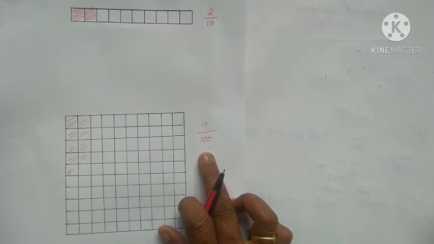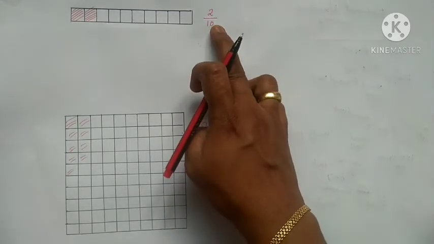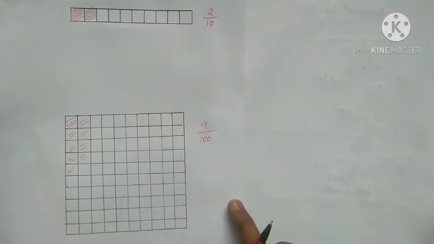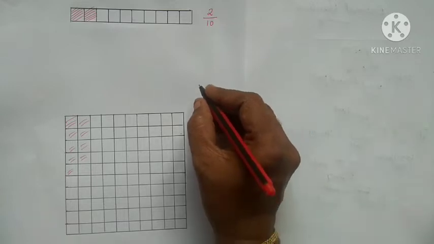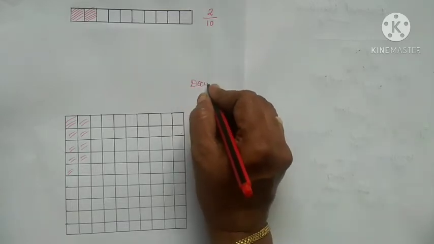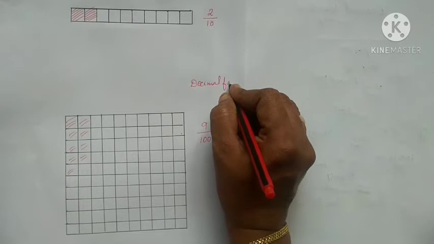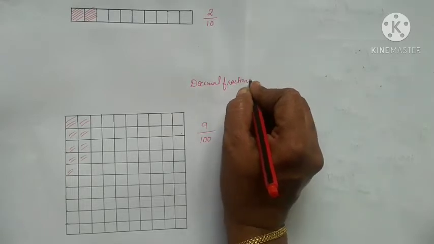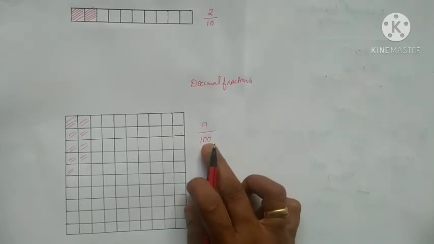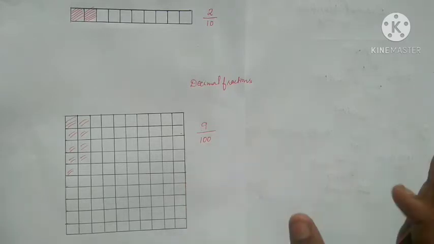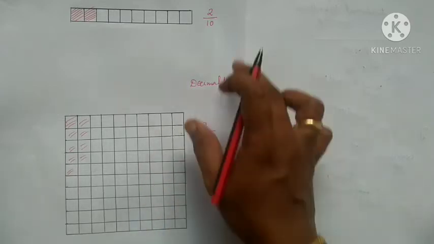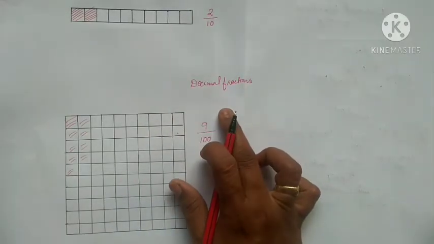So why I am teaching this in here? Because the denominators come in 10, 100, 1000, etc. These numbers come in the denominator. Those fractions are known as decimal fractions. Decimal fractions. That means the denominator comes in 10, 100, 1000, 10,000, etc. So, these fractions are called decimal fractions.